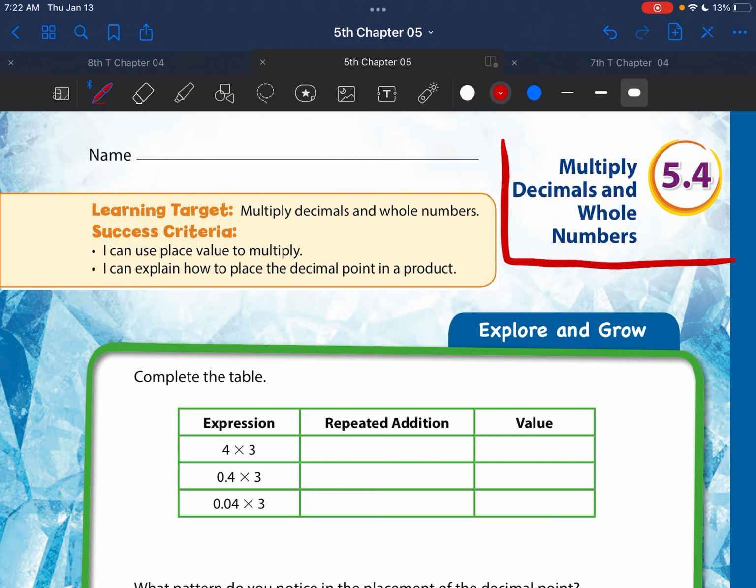Please copy this down for your notes right here, this in red. Please make sure you write down 5.5 and multiply decimals and whole numbers. And then when you're done with that, I'd like you to write down this learning target: multiplying decimals and whole numbers. By the end of this lesson, you will be able to multiply decimals, okay? Please press pause and write this down and then let the video move on.